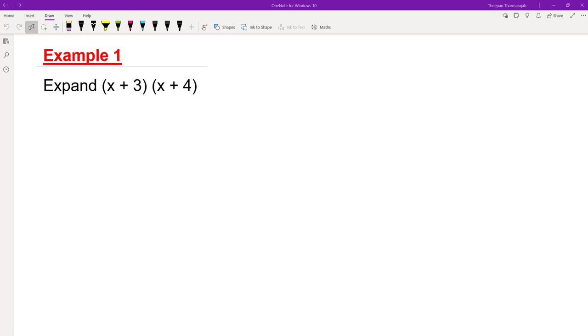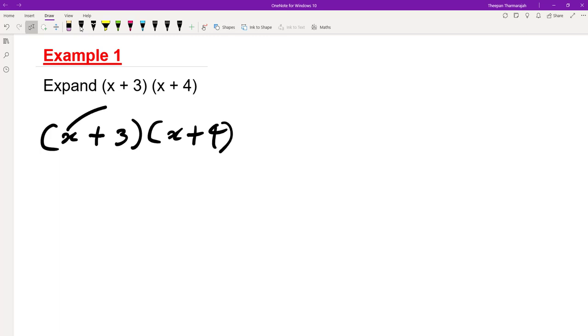In this video, we're going to look at expanding double brackets. So let's take a question like this. We've got x plus 3 times x plus 4. So what we're going to do, the first step is x times x, which is x squared. So I'm going to write that on the side. X times x equals x squared.